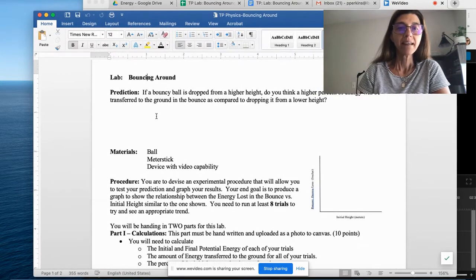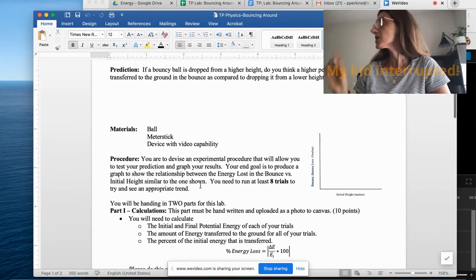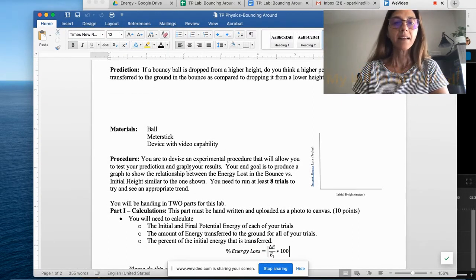Once you have done that, you are going to make up some procedures that will help you collect data to answer the question.